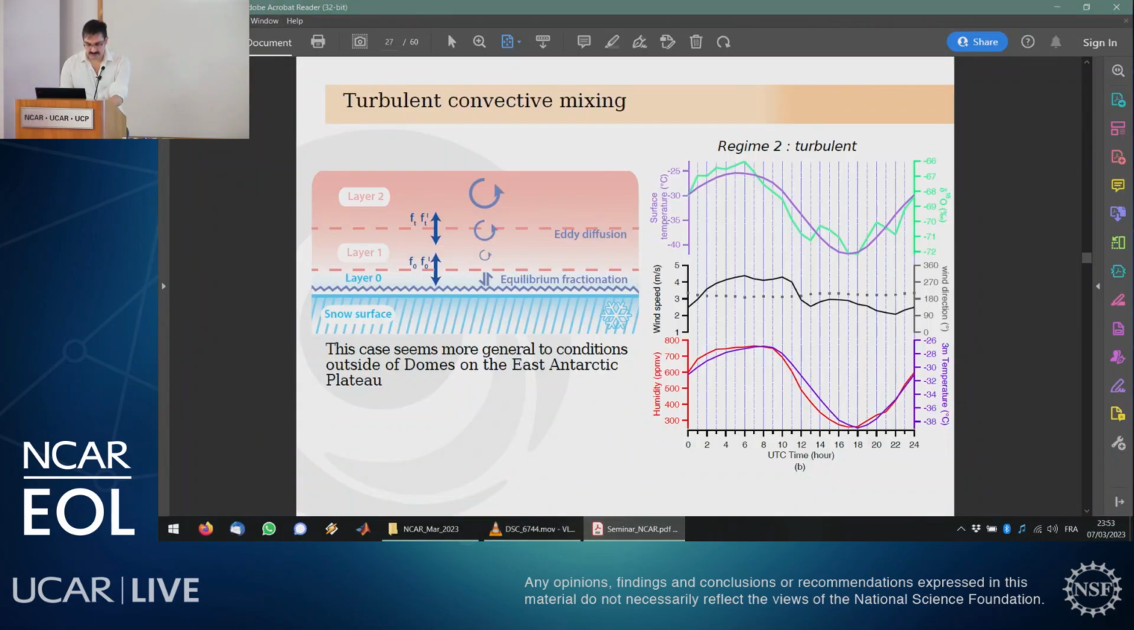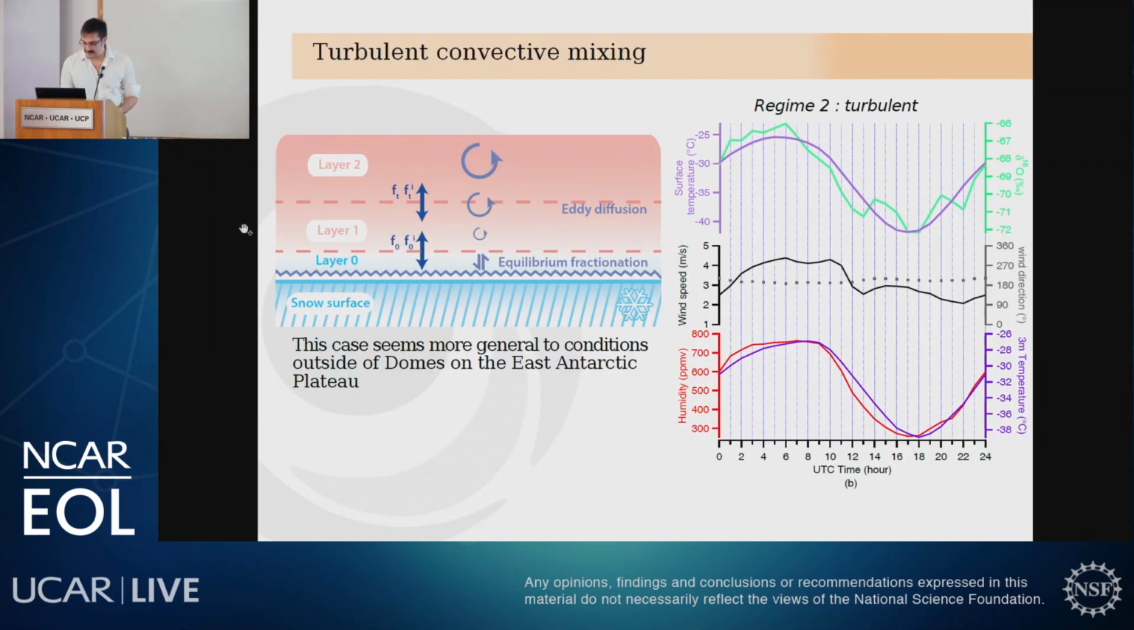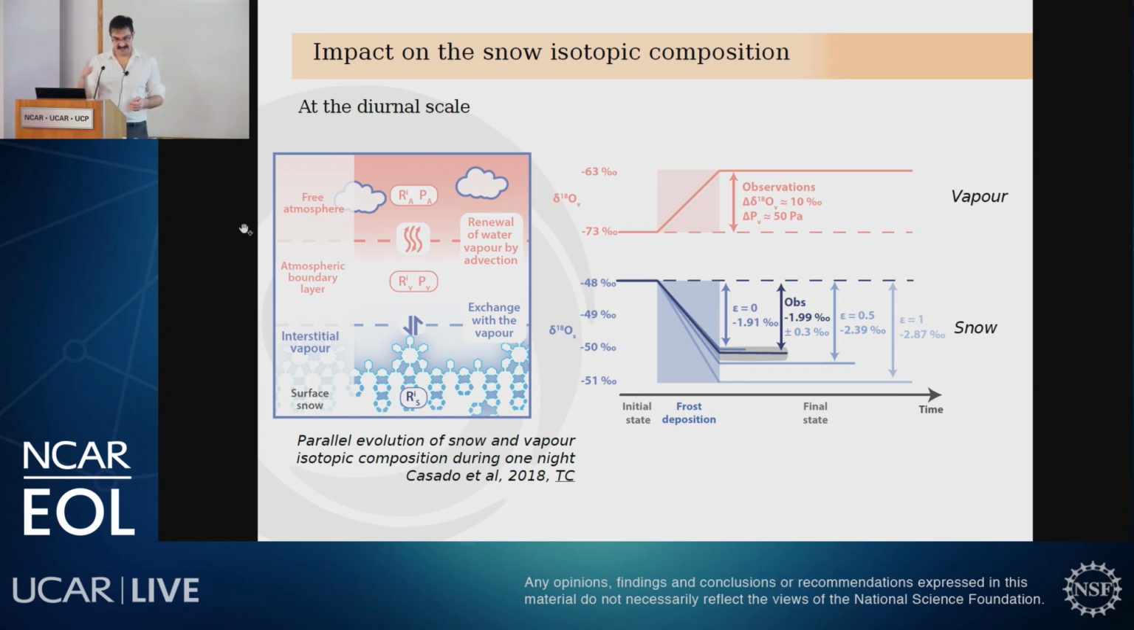Going back to the presentation. Typically, during this night, we observed this phase of frost deposition. To observe that, we had a camera doing a time lapse on some snowflakes, and we could see them really growing on the floor. During this change, we observe a change of 10 per mil of the vapor isotopic composition, and at the same time, a change of -2 per mil of the snow isotopic composition.